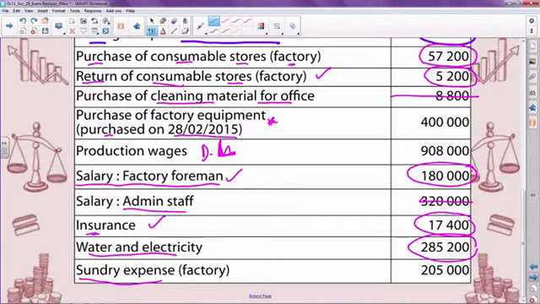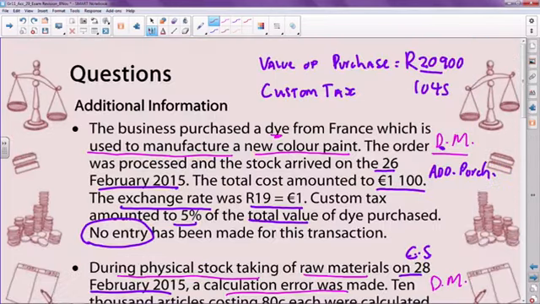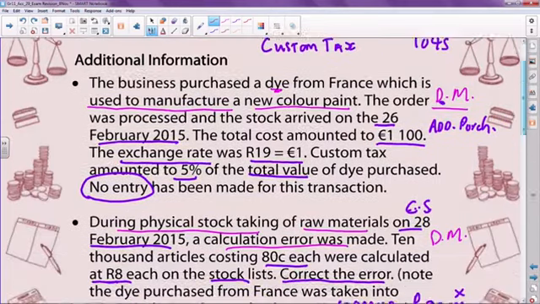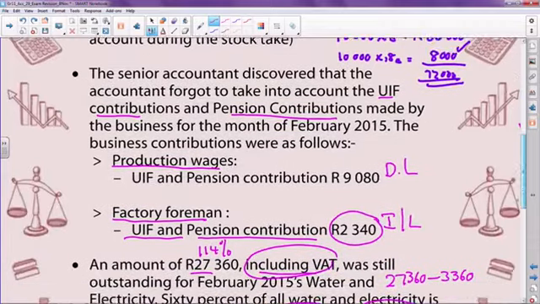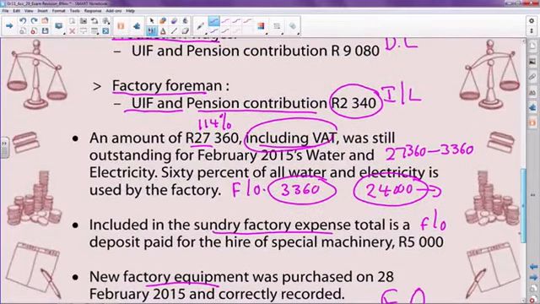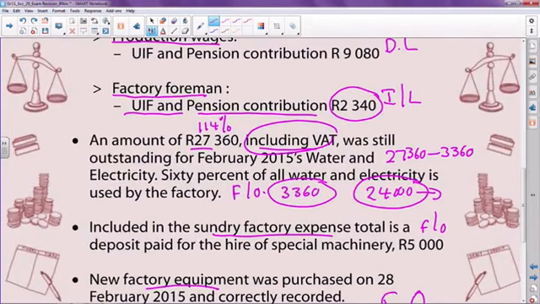Okay, right. So your sundry expense in brackets relating to the factory, 205,000. But remember, there could be additional information. So let's just quickly check. So for now, 205,000. I don't think there is, but let's just quickly check. Oh, there we go, there is. So included in the sundry factory expense is a deposit paid for the hire of special machinery, 5,000 Rand. Okay, so remember the figure was 205,000. That was your sundry expenses.